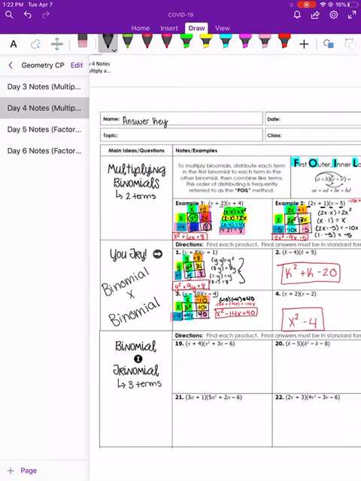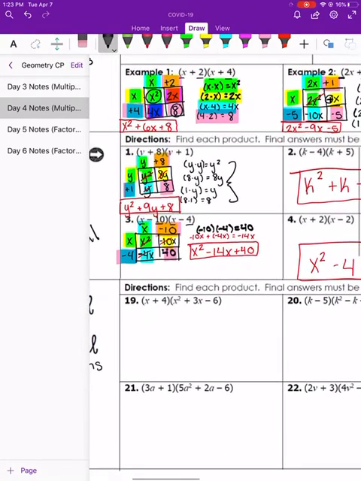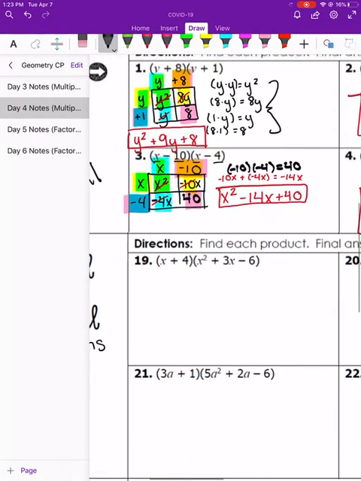Okay, now we're going to work with a binomial times a trinomial. This is set up the exact same way. We're just going to have our box a little bit bigger. So this time I have 1, 2, 3, 4, 5. So I should have enough spaces for all of these when I multiply. You'll have a little bit more in this situation. So I'm going to draw a box.